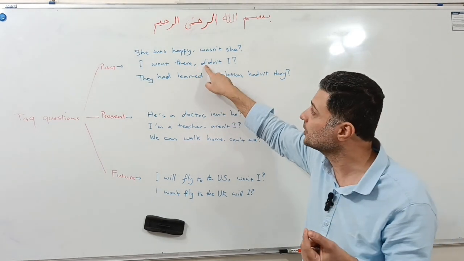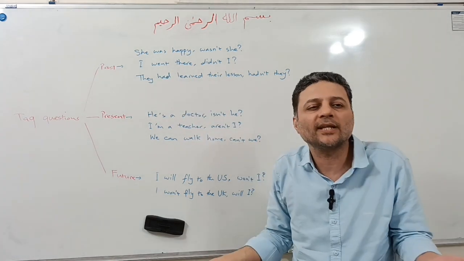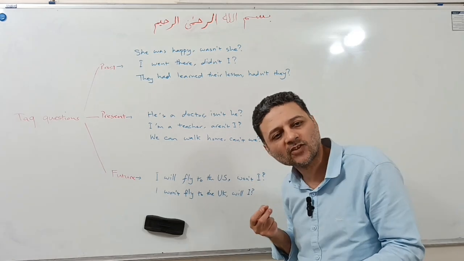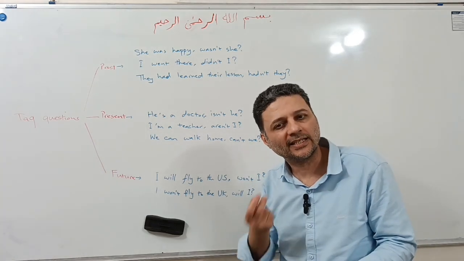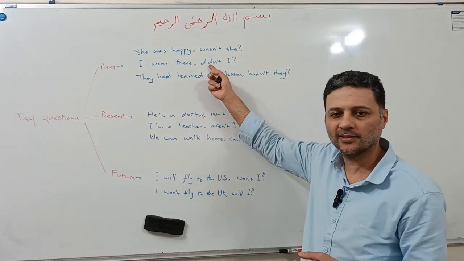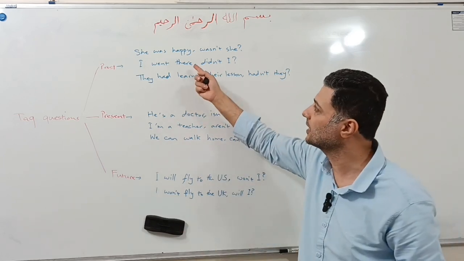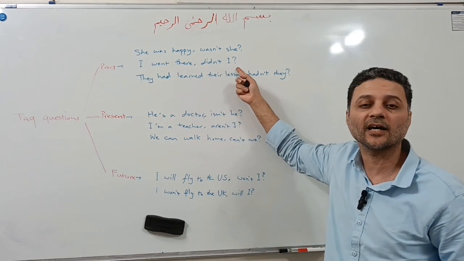Auxiliary. Here we use the auxiliary did. Because this is past tense, we can't do anything to the verb. So we have to extract what auxiliary there is or what auxiliary can be used instead, and did is the one that we use here for past tenses, simple past tenses. So: I went there, didn't I?